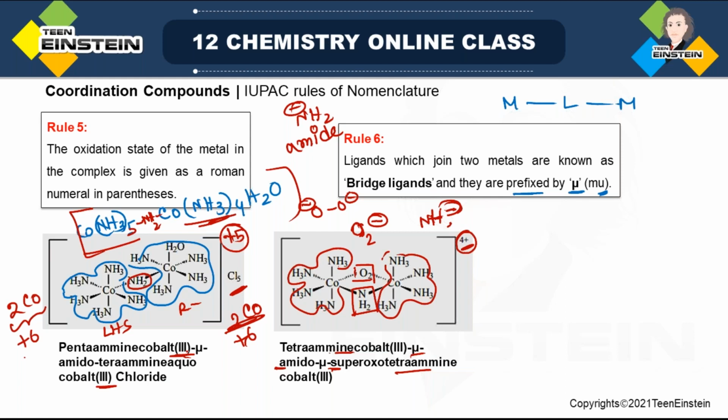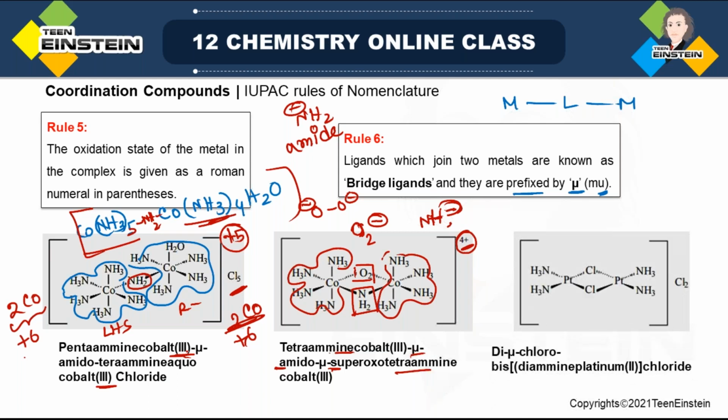Any doubt? Should I repeat? These are comparatively complex when there is a bridging ligand. And the last one, it is symmetric. See, both sides and the bridging part, everything is so symmetric.